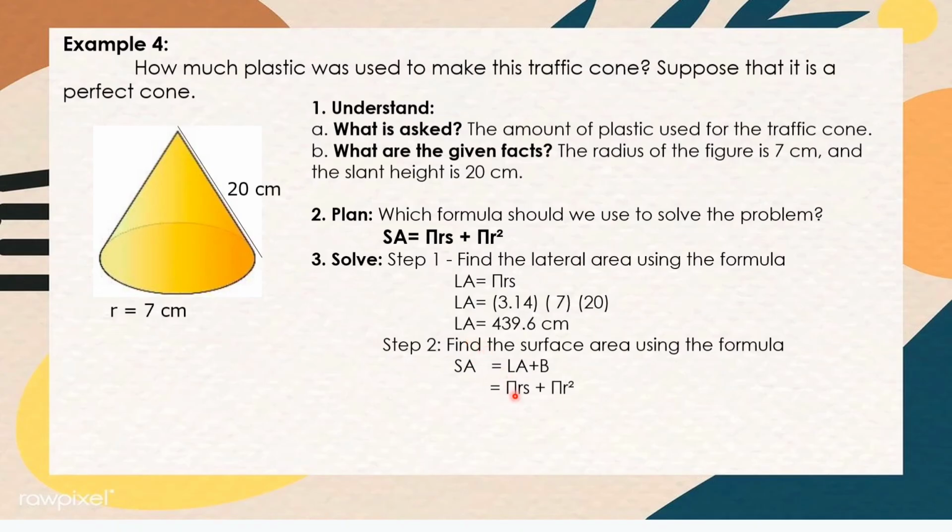Since pi r side is 439.6, let us express pi r squared in numerical form, that is 3.14 times the radius, which is 7 squared. So we have 3.14 times 7 times 7, which is 49, so we have 153.86. Let us add. We come up with the answer as 593.46 square centimeters.